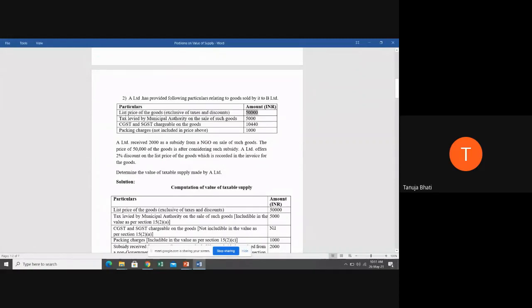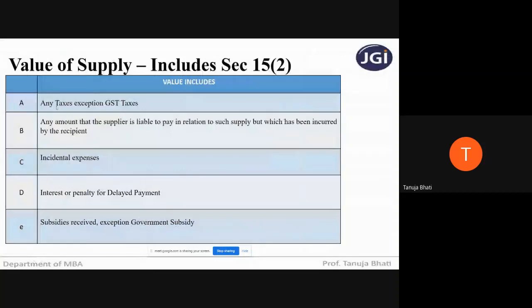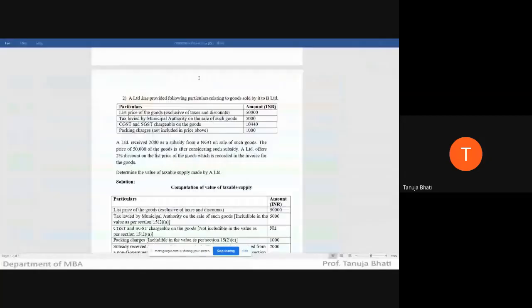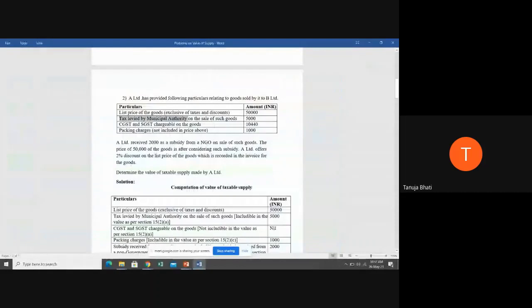Okay. Now, taxes levied by municipal authority on the sale of such goods. Should this 5,000 be included in this 50,000, or what should happen to this 5,000 students? Included, ma'am. Included, because as per section 15 subsection 2 clause A, any taxes except GST taxes have to be included. Therefore municipal authority, whatever tax it is levying, it is not a GST tax, therefore 5,000 has to be included.